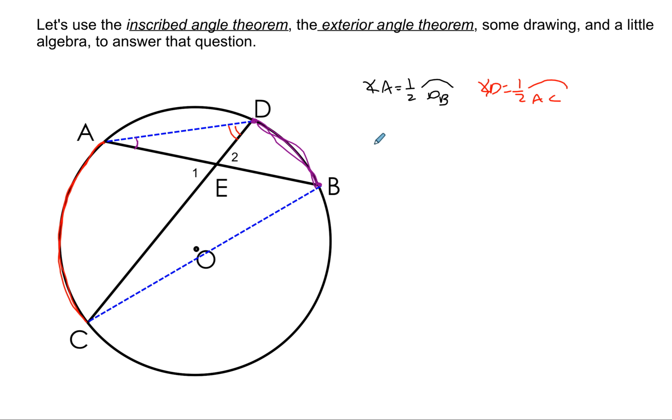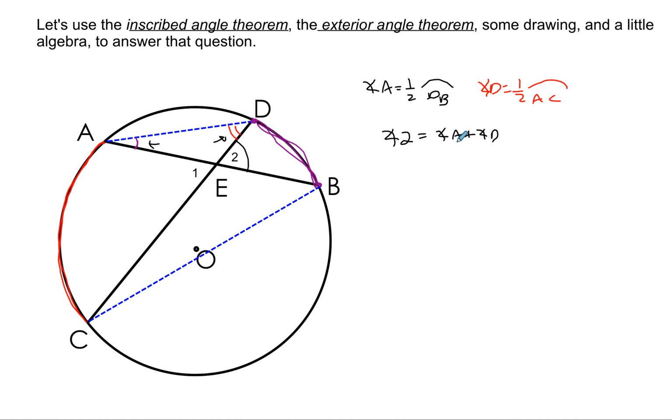That means that angle 2 is equal to the sum of angle A plus angle D, right? Angle 2, this angle over here, is equal to the sum of angle A plus angle D. An exterior angle is equal to the sum of the two opposite interior angles. Here's one opposite angle, here's the other opposite angle. Angle 2 is equal to the sum of these two opposite interior angles.